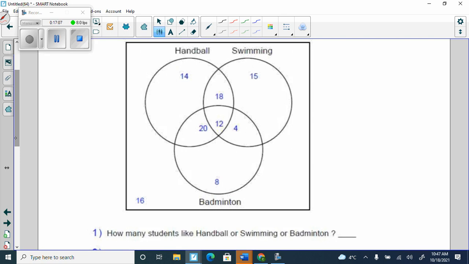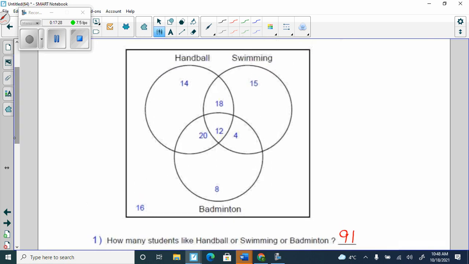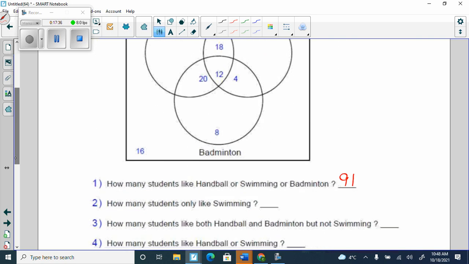What does that equal? 14, 15, 18, 20, 12, 4, and 8. 50, 65, 79, 83, 91. How many students only like swimming? So I go to swimming and they can't like anything else. So how many like only swimming? 15. Right here. These other ones like swimming, but they like other things, which they're not allowed to like.